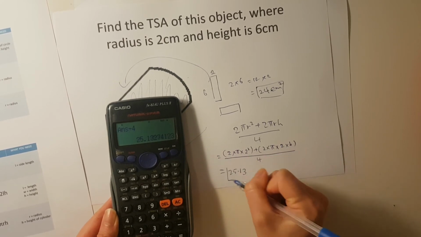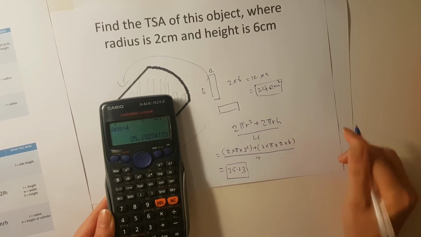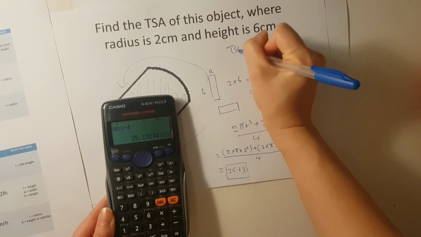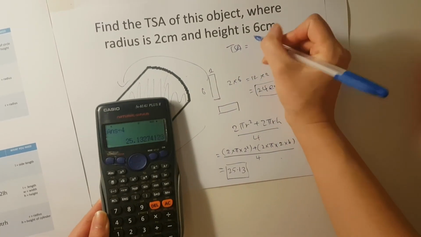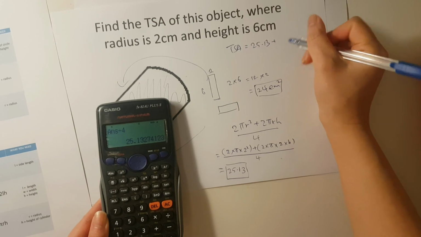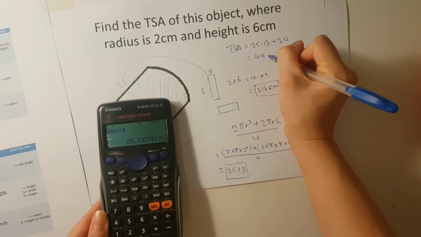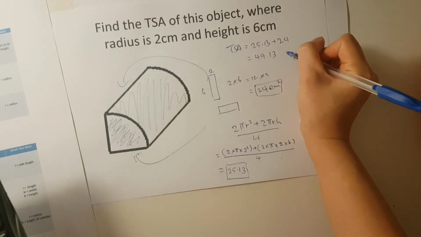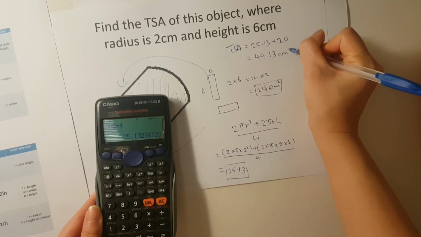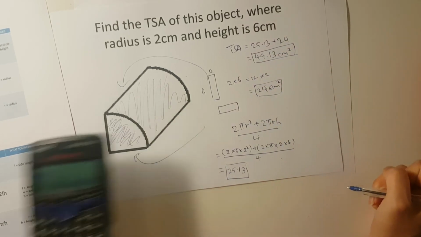and make sure we add the 2 together to find the total surface area of the object. So the total surface area of the entire object is going to be 25.13 plus the 2 exposed rectangle surfaces, which is 24, and that will give us 49.13 centimeters squared to 2 decimal places. Okay.